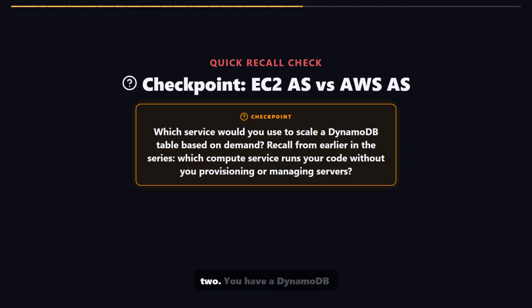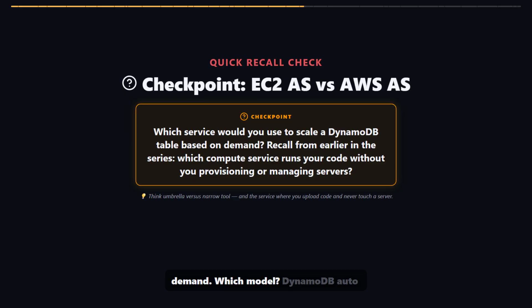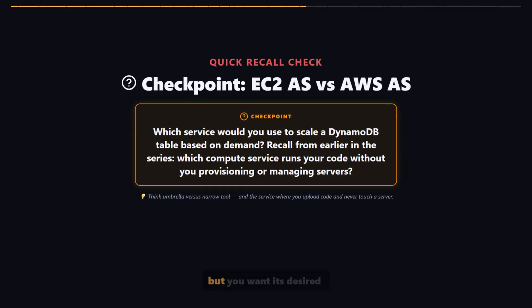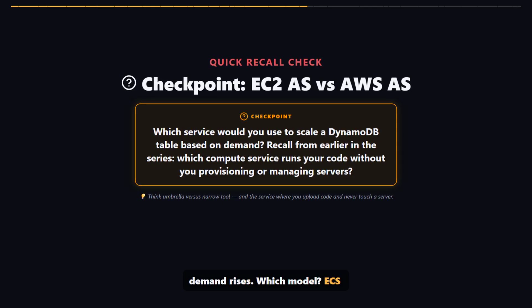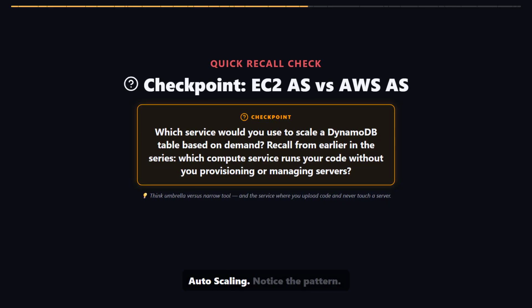Question 2. You have a DynamoDB table using provisioned capacity, and you want its read and write capacity to adjust with demand. Which model? DynamoDB auto-scaling, backed by application auto-scaling. Question 3. Your ECS service normally runs 4 tasks, but you want its desired task count to increase as demand rises. Which model? ECS service auto-scaling, using application auto-scaling.